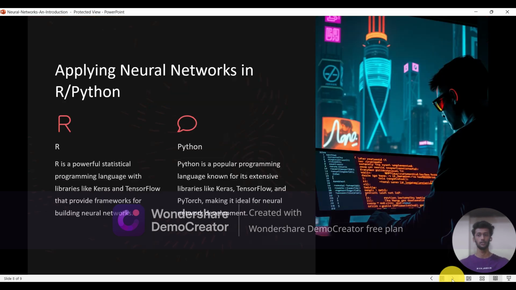Now, applying neural networks in R and Python. R is a very powerful statistical programming language with libraries like Keras and TensorFlow that provide frameworks for building neural networks. Now, Python. Python is a popular programming language known for its extensive libraries like Keras, TensorFlow, and PyTorch, making it ideal for neural network development.